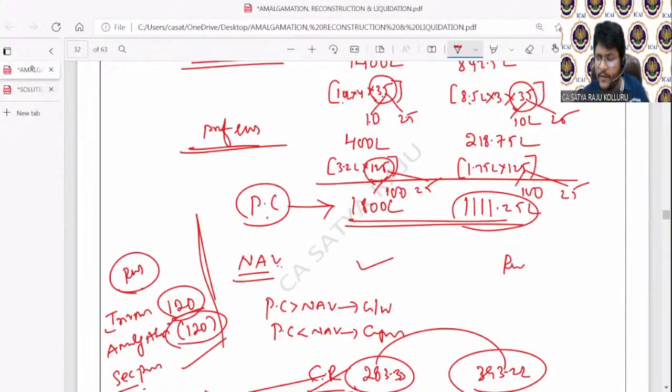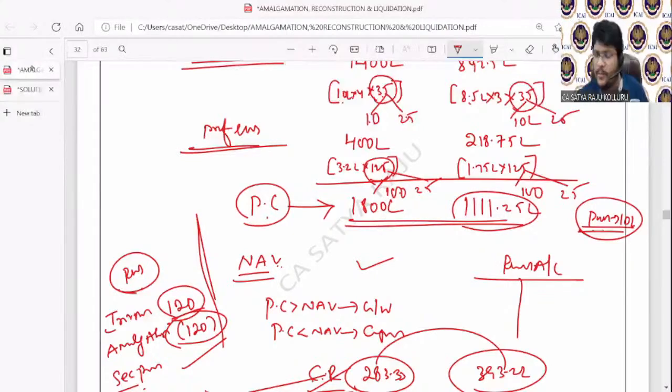For example, if this is a realization account, let us assume, sir, plant and machinery is 10 lakhs, which is not taken over by the purchasing company. I am just assuming this plant and machinery is not taken over by the purchasing company. Now I am realizing it in the outside market. I am getting 12 lakhs. Now I can deal with this situation in two ways.